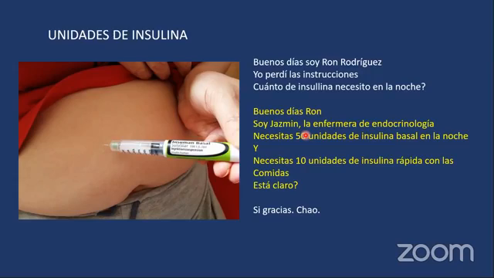Instead of 50, you can say 35. 35. Instead of 50, you can say the 62. 62. That's going to be a question for you. Necesitas 10 unidades. Instead of 10 can be 8. 8. Necesitas 15 unidades. 15. Necesitas 4 unidades. 4 units. Okay, so practice doing that.